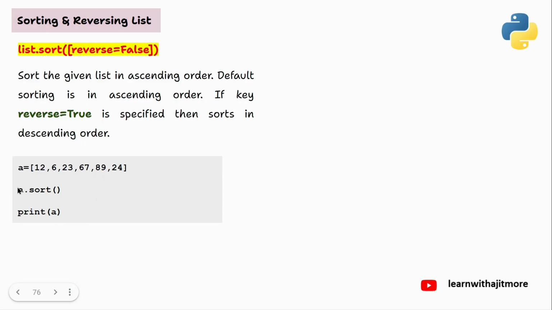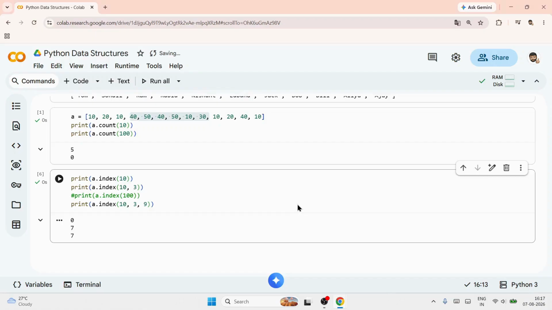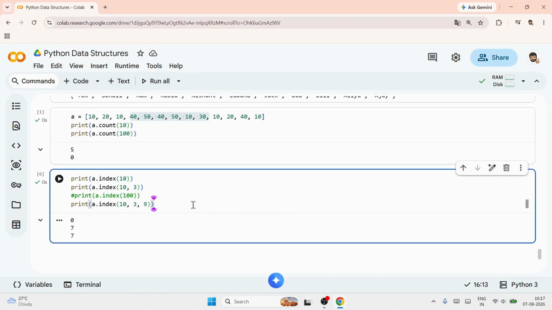So this is your list, a dot sort, and then print and see. It doesn't return anything, guys. It is going to sort the original list only. Original list itself is modified. Therefore, we call it in-place sorting. See, 6, 12, 23, 24, 67, 89. And if you pass reverse equal to true, then the same thing is in descending order. Right? Okay, I hope clear.